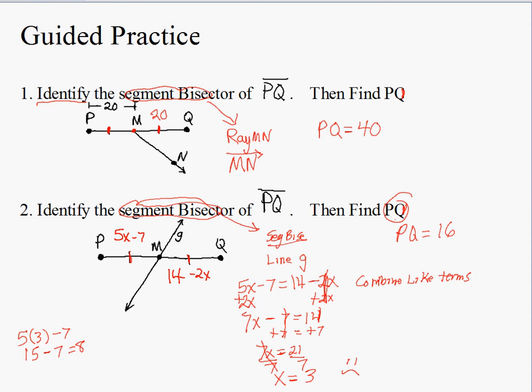Well, what do you know? If I know that PM is equal to 8, then certainly MQ must be equal to 8. And we know that 2 small segments equal the big segment. So again, we know that PQ is equal to 16. Questions? Next card.